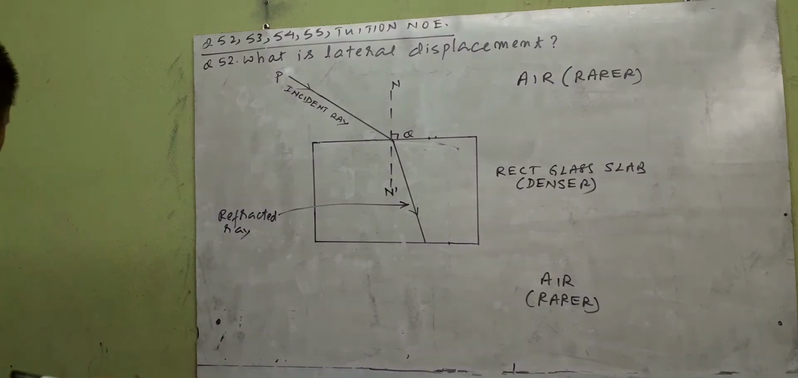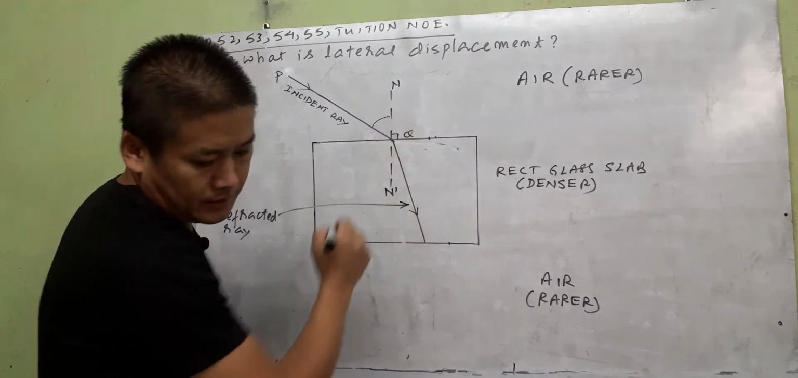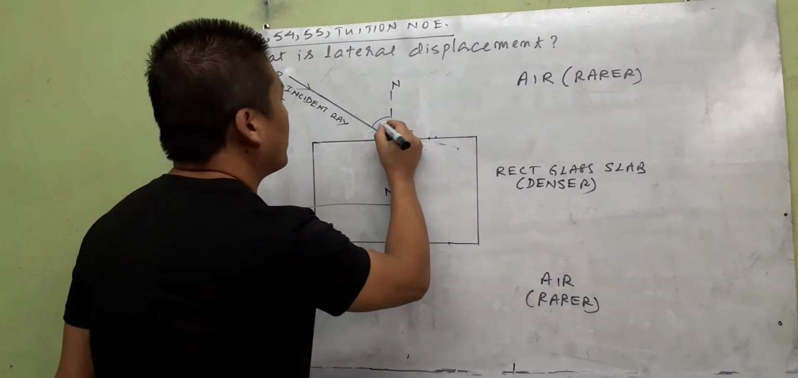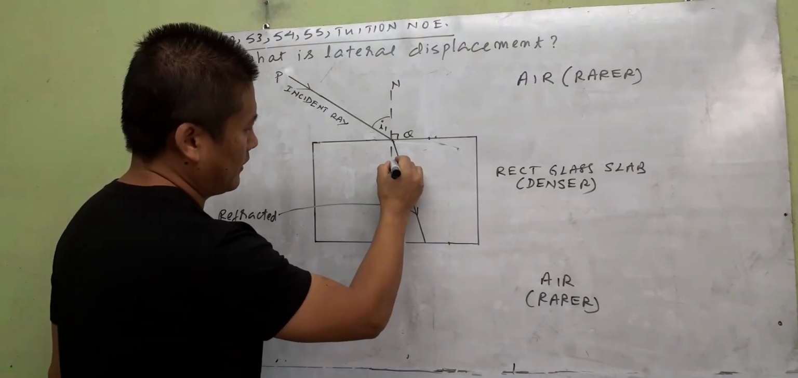Now the angle between the incident ray and the normal is called the angle of incidence, let us say I1. And this is called the angle of refraction, let us say small r1.